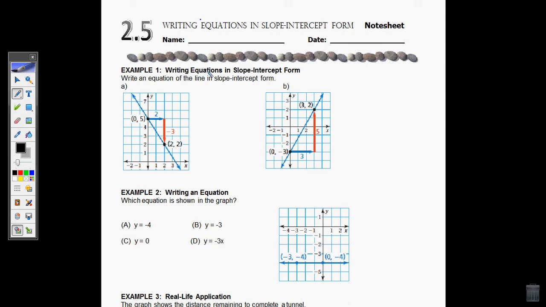2.5, writing equations in slope-intercept form. So far, what we've been doing is taking equations and graphing them. What we're now going to do is flip that on its head and take graphs and write equations for them. So let's just jump right into it. Part A of example 1 wants me to write an equation in slope-intercept form given all of this information.